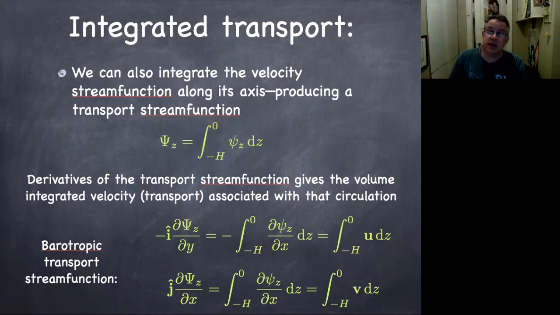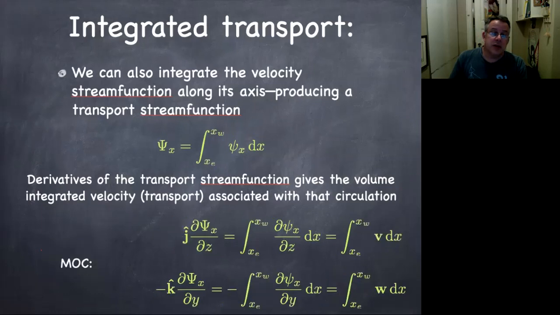It's closely related to the meridional overturning circulation, and it's a transport stream function. It is one that is measured in sverdrups. And when you take its derivatives, you get the depth integrated transport. The meridional transport, in fact, is not the z component of the stream function, it's the x component, the component in the zonal direction about which the meridional overturning is occurring.